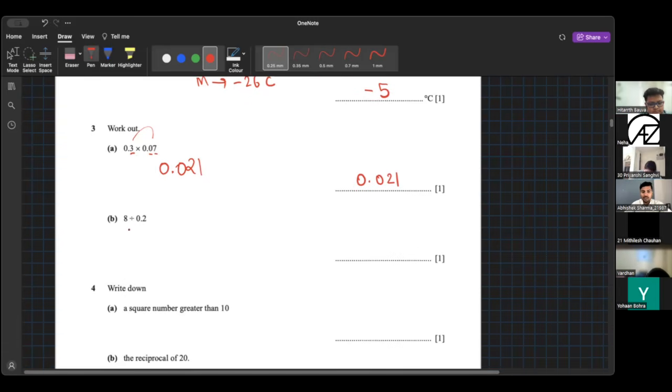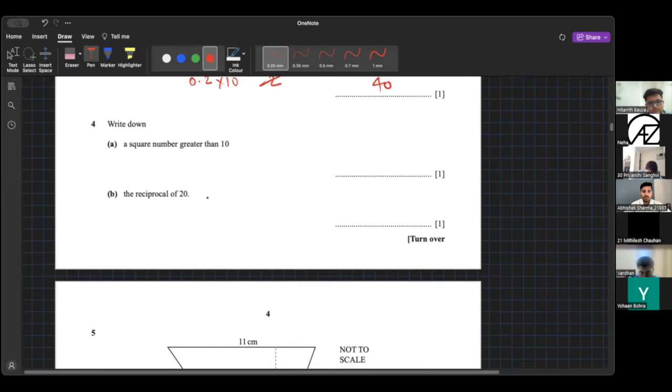Now the next one is a little different. 8 divided by 0.2. So can we write it like this? 8 divided by 0.2. And then because we have only 1 digit after the decimal point in the denominator, multiply by 10 and 10, we will get 80 divided by 2, and that is 40. So 40 is the answer. So I think this is what Priyanshi was talking about. Yeah. Perfect. Let's move on to question 4 now.